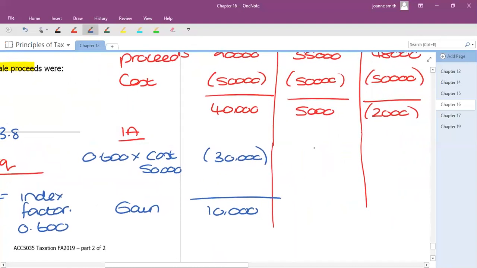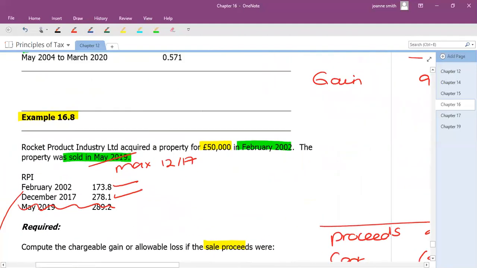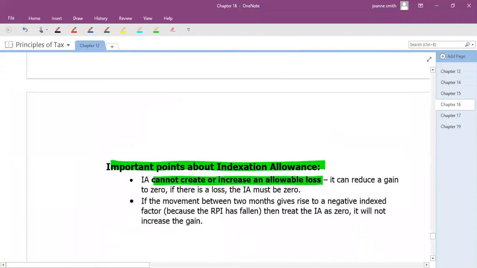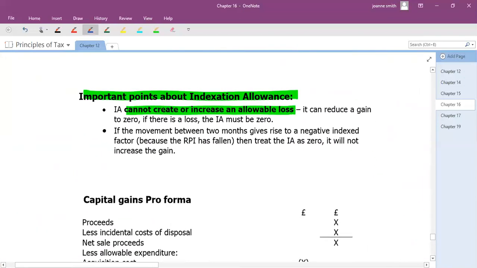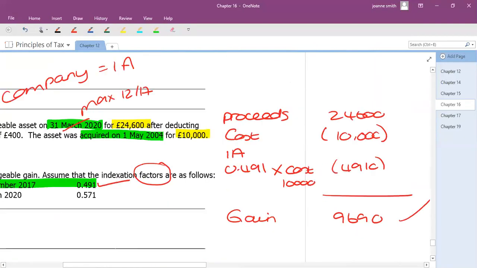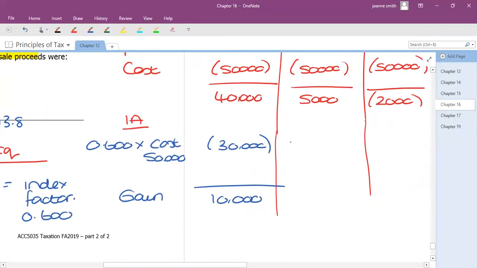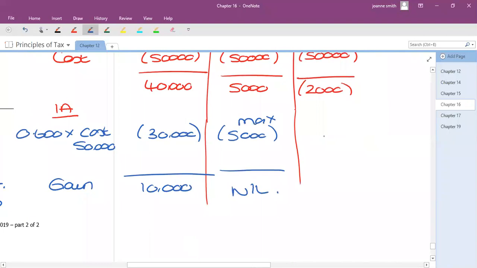Now with the second one, I can't deduct 30 because that would turn a gain into a loss. And as it said up here, indexation cannot create or increase losses. So the most relief that I can get on that second option is the maximum of 5,000 to reduce the gain to 0. And in the third option, I won't get any indexation because I'm already making a loss. So it will stay at 2,000. So that gives you a bit of assistance there on how to deal with capital gains with companies.